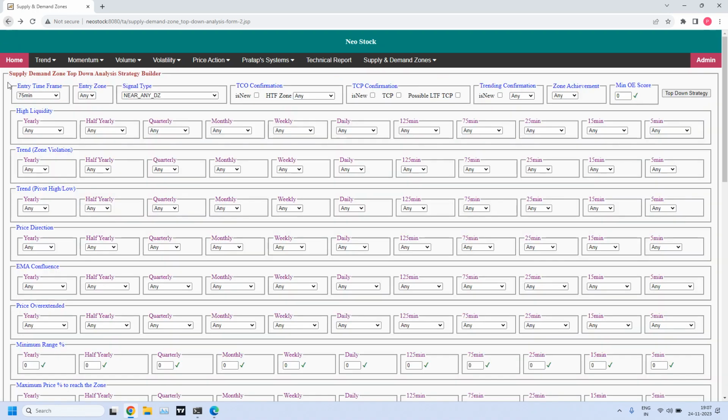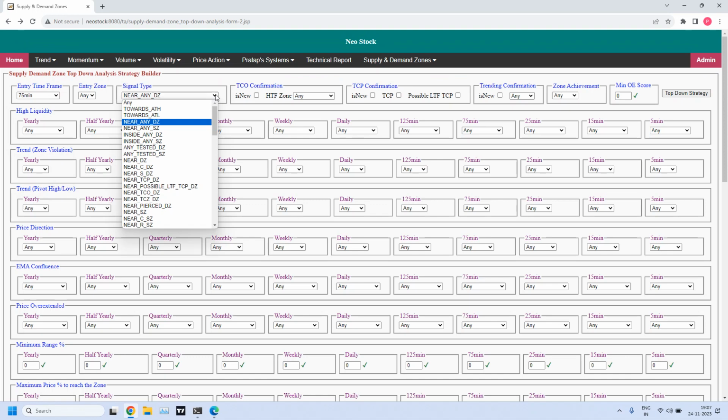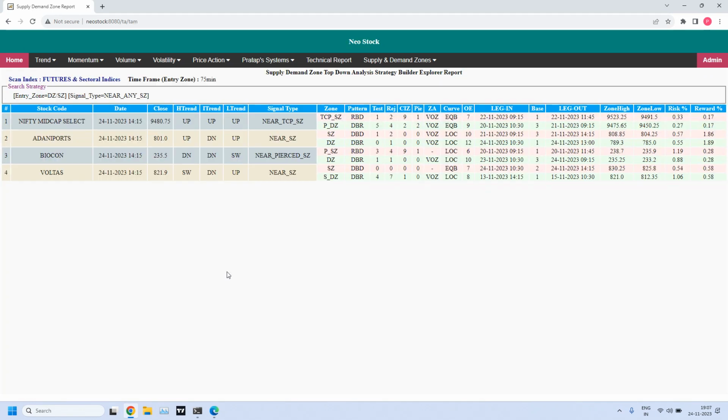So let's go back. Entry time frame is 75 minutes. Let us find the stocks which are near to the 75 minute supply zone. So only 4 stocks are filtered. The first one is indices and we don't have any high liquidity supply zones.